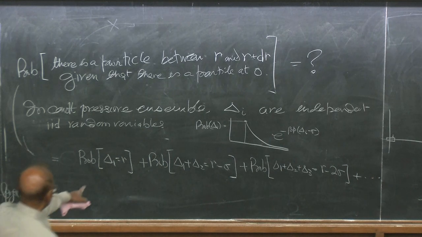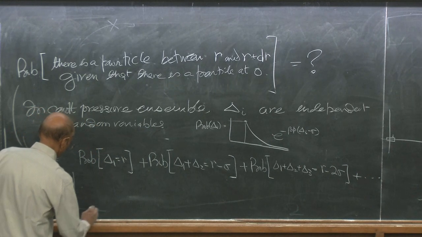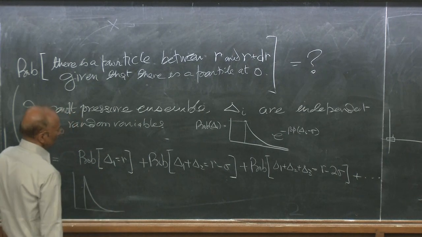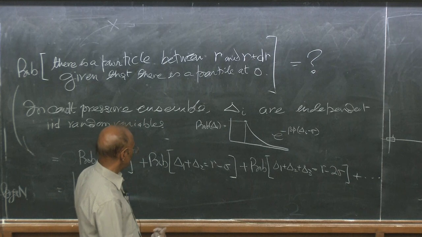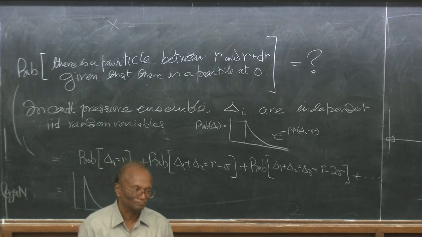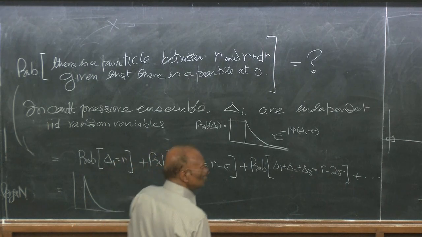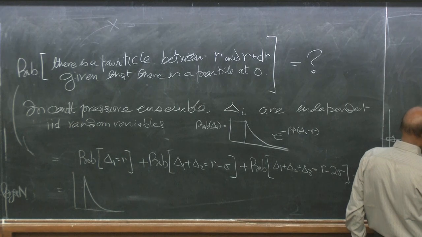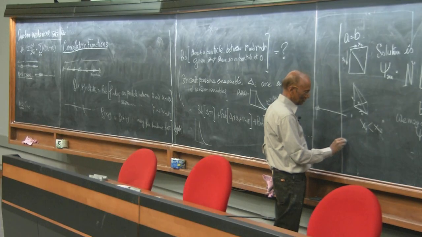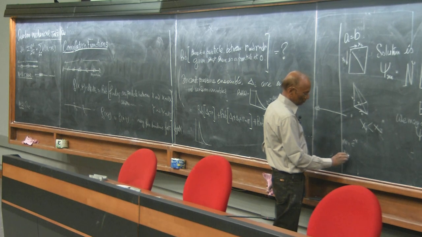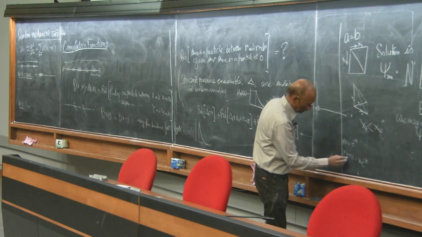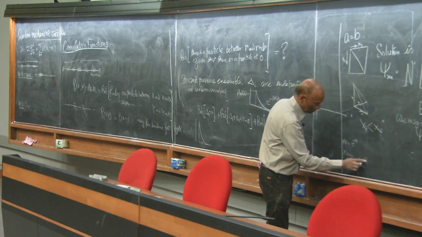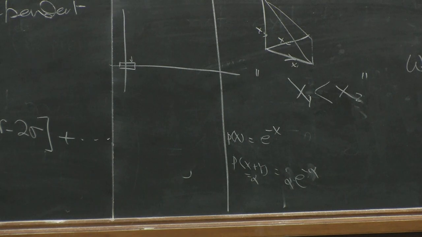Okay, so the first one is very simple. That was this result which we drew. What is this thing? Delta 1 and delta 2 both are exponentially distributed. What is the distribution of delta 1 plus delta 2? That is easy. If x and y have distribution p of x equal to e to the power minus x, then the distribution of x plus y equal to alpha is alpha e to the power minus alpha, because you take two exponentials and you have to integrate along the diagonal, which gives you one factor of alpha.